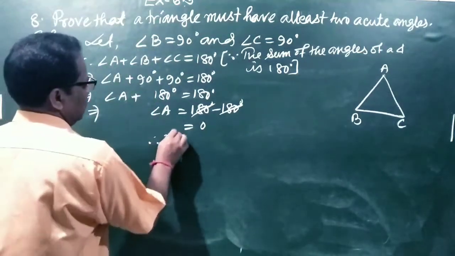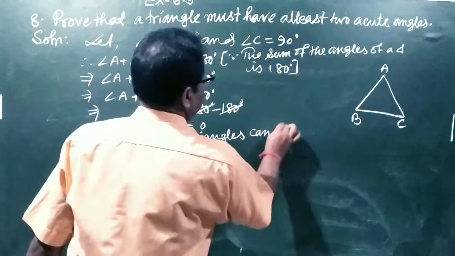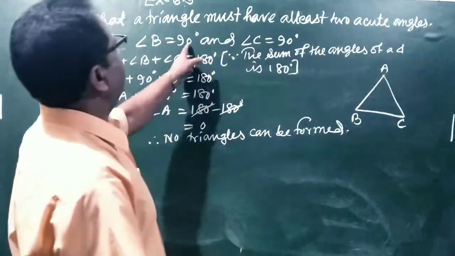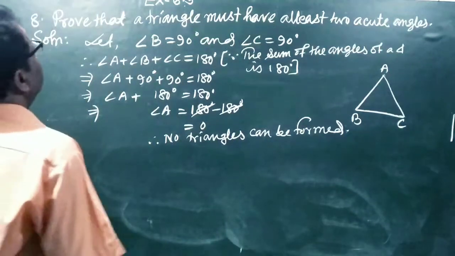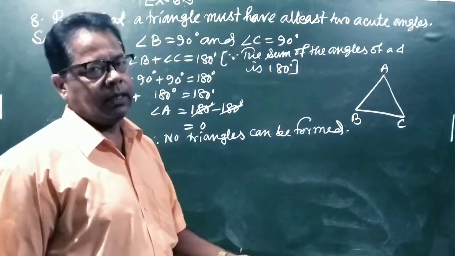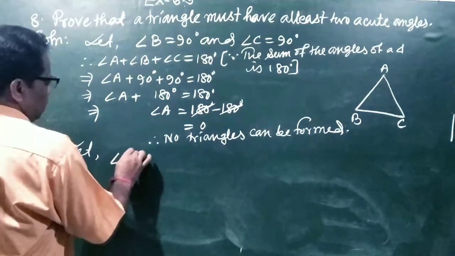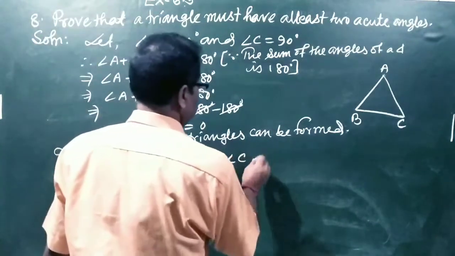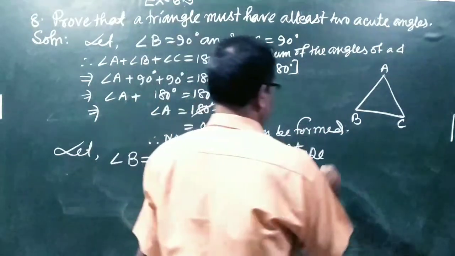Therefore, no triangle can be formed. So when there are two right angles in a triangle, it cannot form a triangle. So let us take one right angle and one obtuse angle. An obtuse angle is one which is bigger than 90 but less than 180. So let angle B be 90 and angle C be an obtuse angle. Obtuse angle means more than 90 degrees.